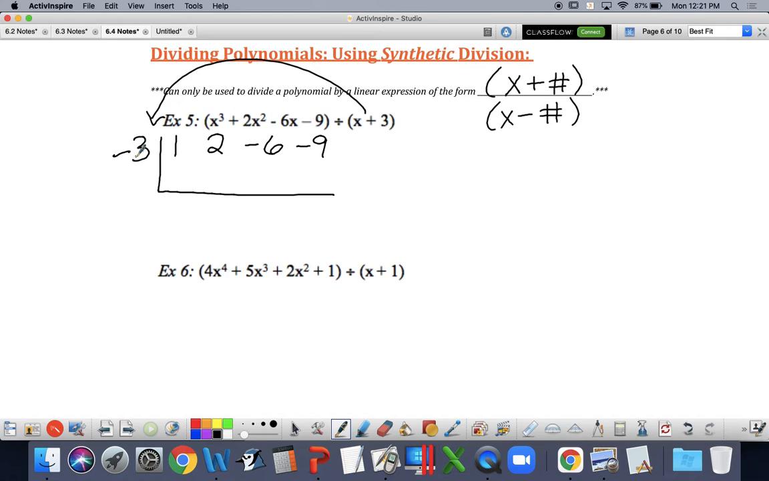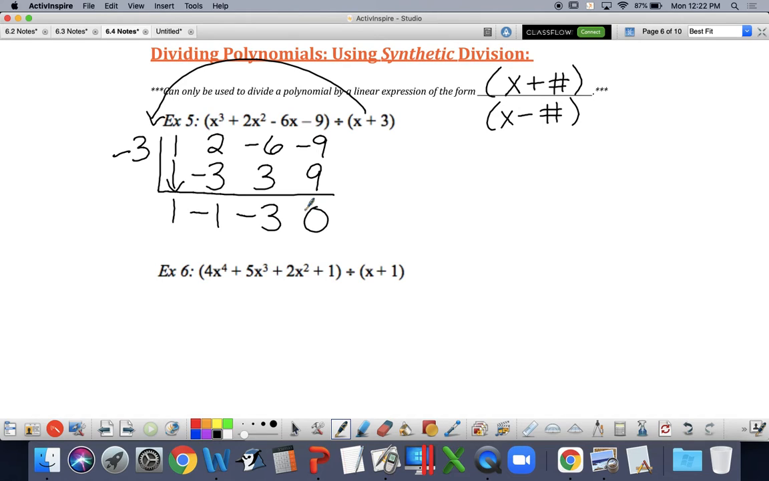As a refresher, we called this synthetic substitution. This is called synthetic division. It has the same process. I bring the first number down, I multiply, and then I add. I'm always adding down the column. So 2 minus 3, -1. -3, -1 times -3 is +3. -6 plus 3, -3. -3 times -3 is 9. Add those together, 0.